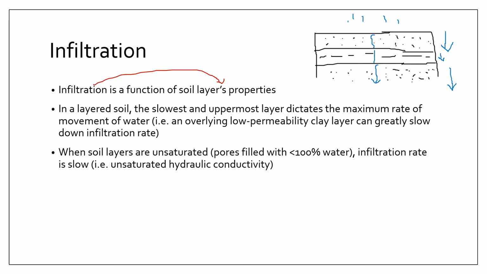But note here that you have water starting from the surface. It travels fast through your sand, okay, and then it encounters your clay layer. So it actually spends a lot of time passing through your clay layer here, before it reaches your sand. So note that typically the slowest and the uppermost layer dominates the transmission rate of water. Okay, when you have layers, what dominates here is normally the slowest layer that you have. So even a thin layer can greatly slow your infiltration rate.